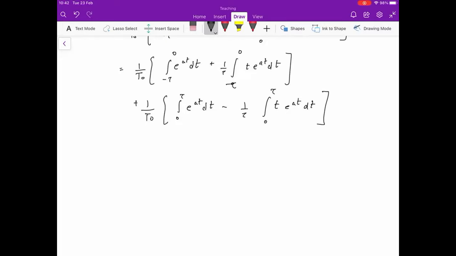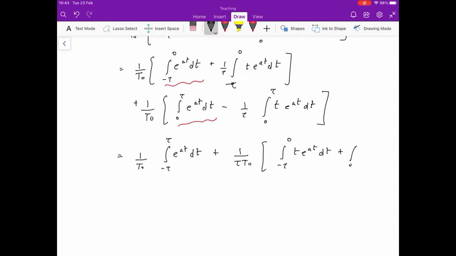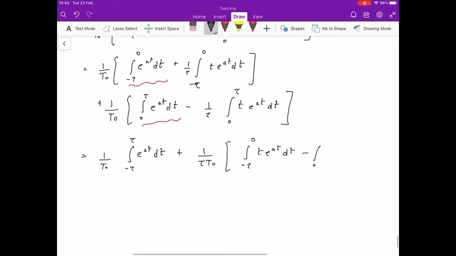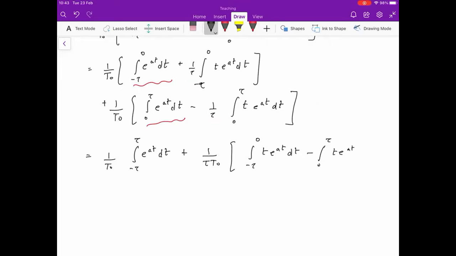We can simplify things a little bit by noticing that this term is e to the at dt, and this e to the at dt, because of zero to tau, minus tau to zero, zero to tau. So it's the same. These two can combine to give you one over t naught integral minus tau to tau e to the at dt plus one over tau t naught. I'm just going to combine those over here. Integral minus tau to zero t e to the at dt plus integral zero to, sorry, minus integral zero to tau t e to the at dt.